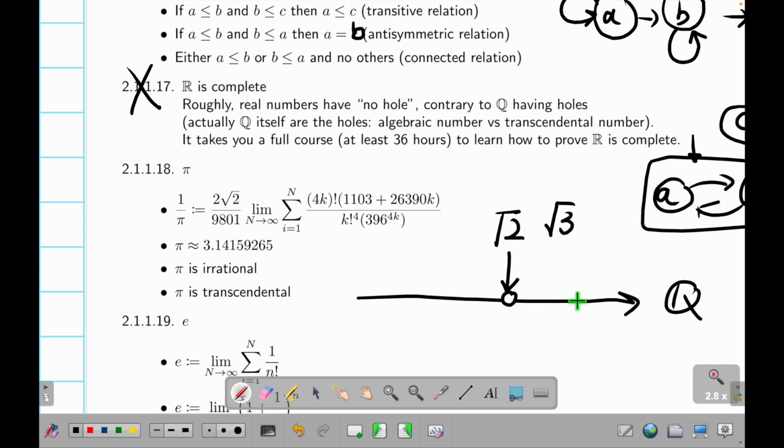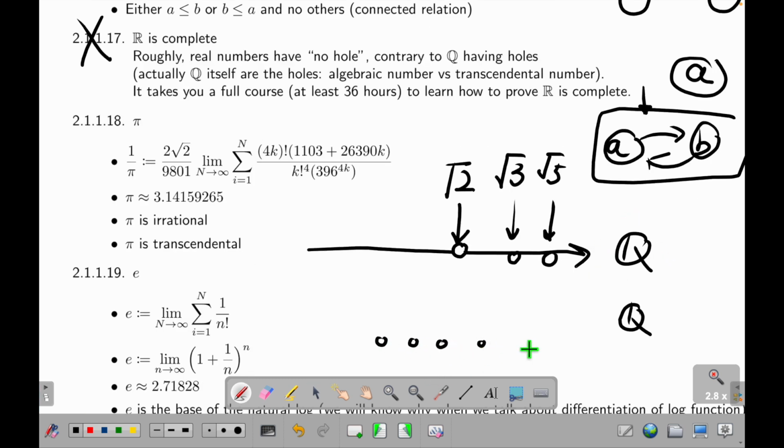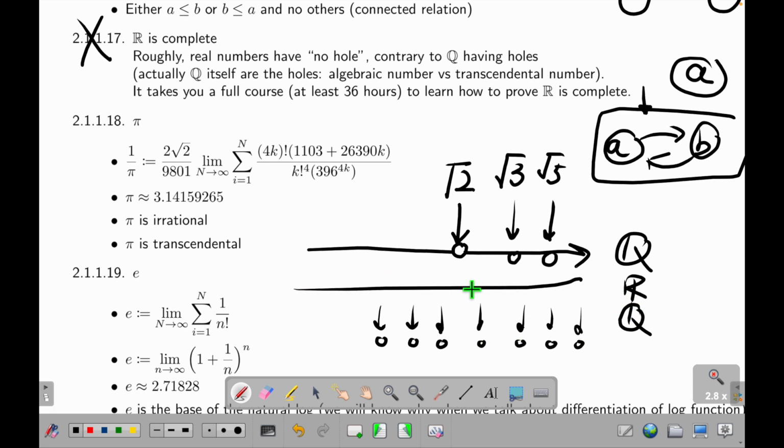Similarly, square root 3 also is irrational. Actually, the square root of any prime number is irrational. So you have a bunch of holes, okay? Because the square root of any prime number is irrational. So we actually will see a bunch of holes in the number line on Q. But you do not see holes in the case of real numbers. It's fully drawn, no holes. So this is the meaning.